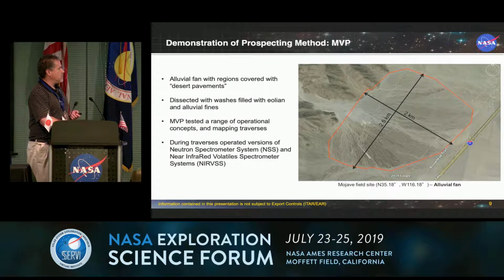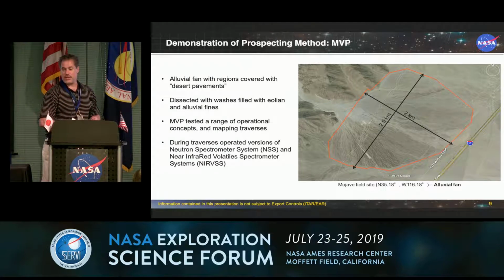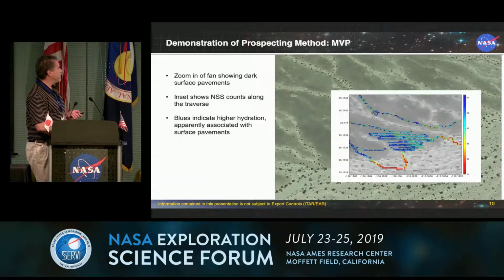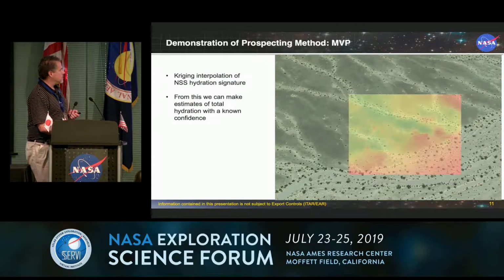The water concentration in this area is around 3 to 10%, so not unlike the moon. Here's an example of an overlay down on one of these aprons of the alluvial fan. The darker areas are pavement, which is basically stones overlaying the surface. This shows neutron counts, with red being low neutron counts and blue being high neutron counts, meaning more hydration. We have a high density traverse versus low density traverses to understand the kind of coverage we need to predict the water.